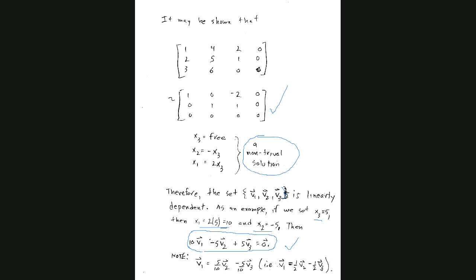So for instance, for our little vector equation here, 10v1 minus 5v2 plus 5v3 equals 0, I could solve that for v1. v1 would then be equal, it turns out, to a half v2 minus a half v3.